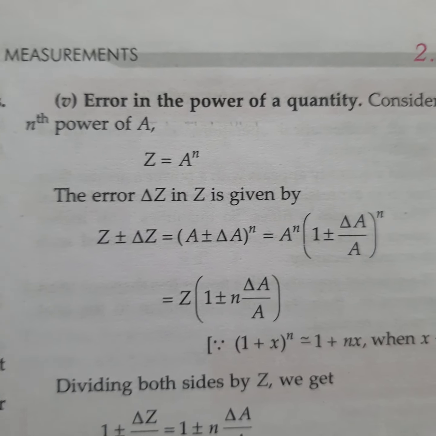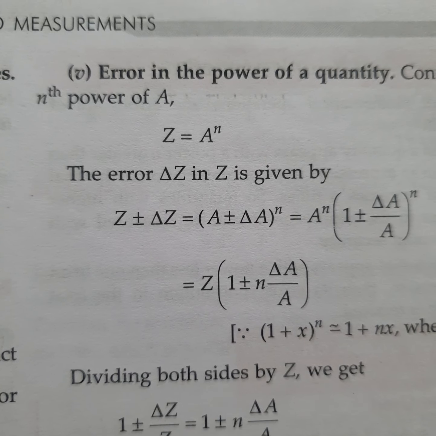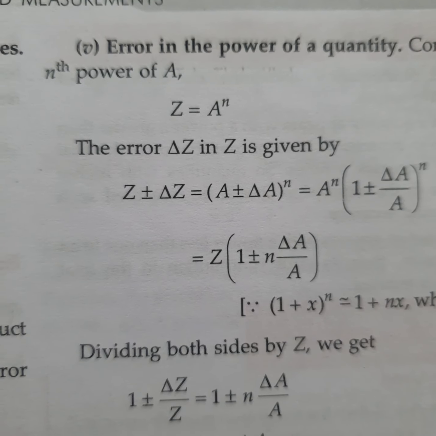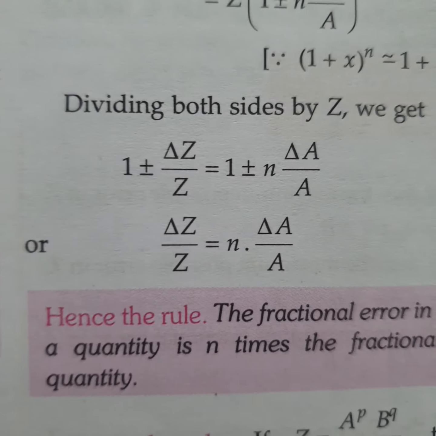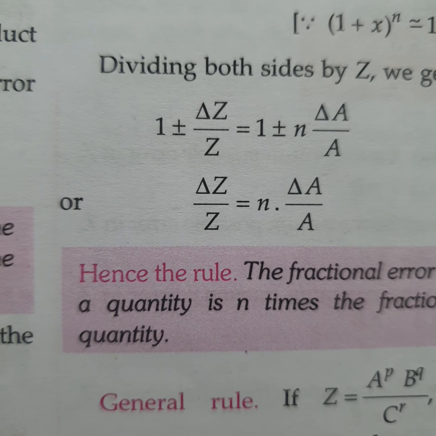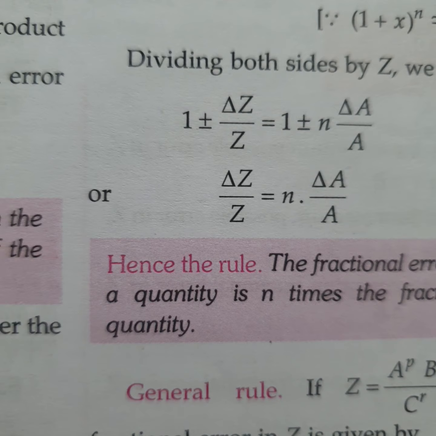Next is error in the power of a quantity. If you have Z is equal to A raised to the power n, where n can be any number, then the fractional error in Z is equal to n times the fractional error in A.